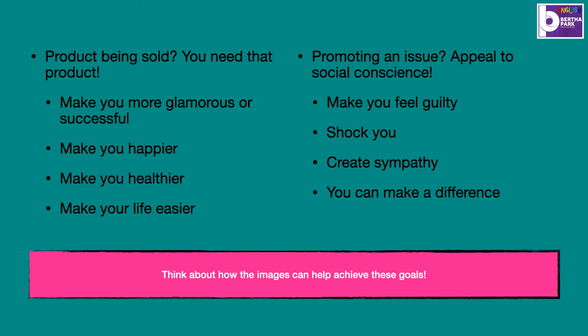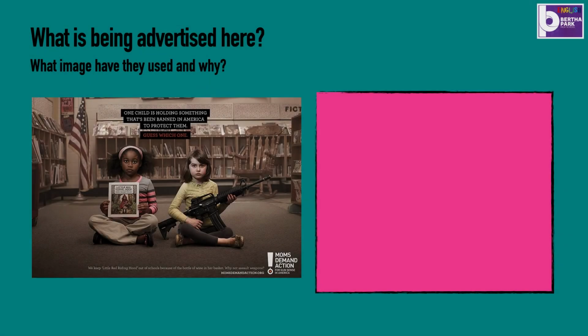In the next few slides, there's only 3 images from different adverts. And what I want you to do is write down what is being advertised and what image have they used and why did they use it? Okay, what is the main image? Obviously, there might be more than one image throughout the text that you're looking at, but what is the main image that you're meant to be focusing on? So here's the first one. So remember, pause the video and write down your notes. What image have they used and why?